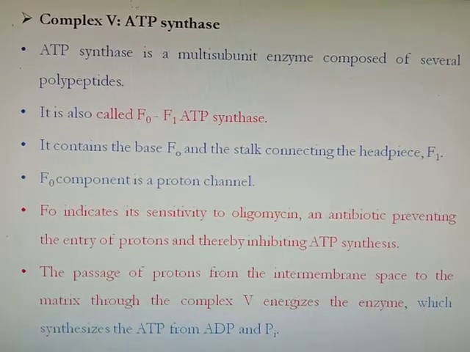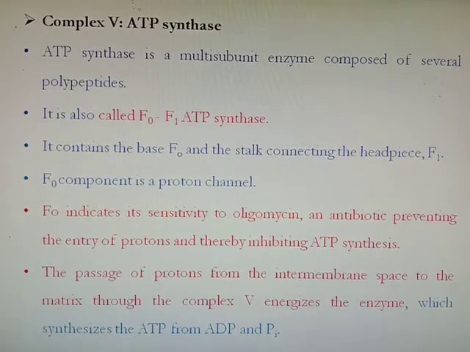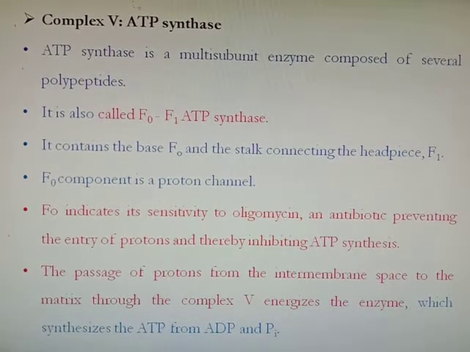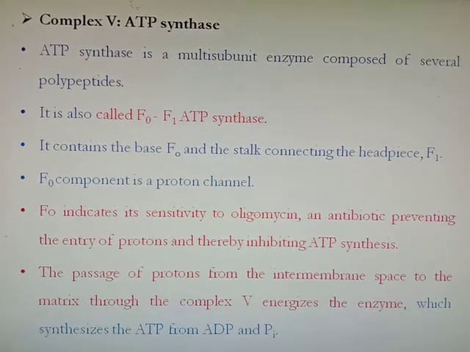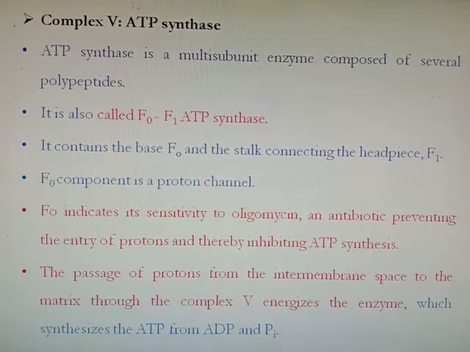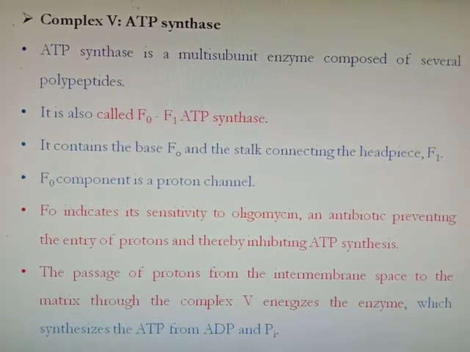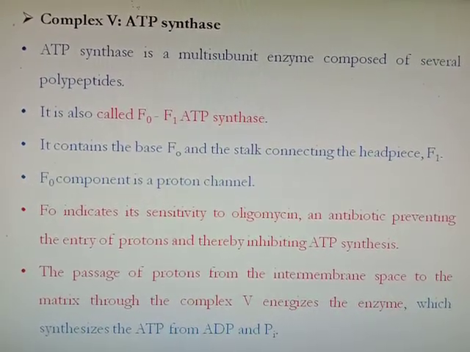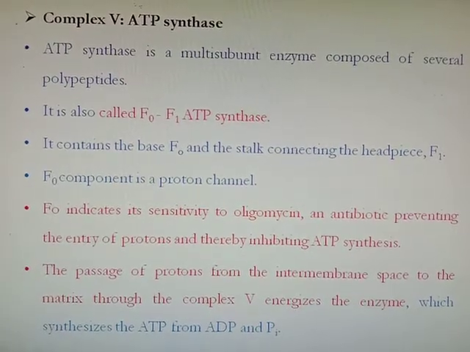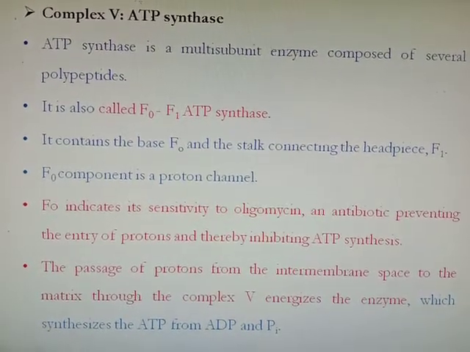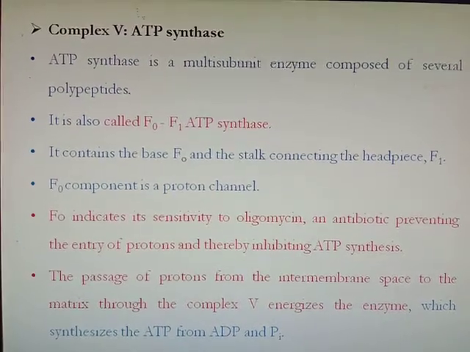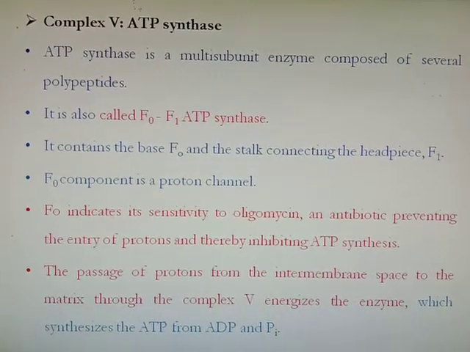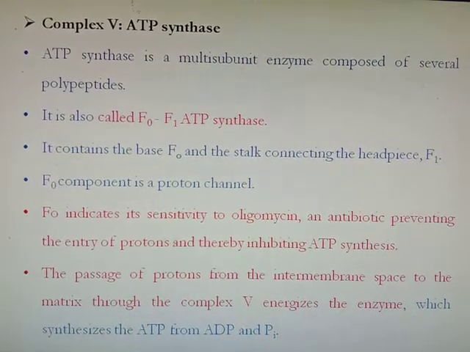FO, in that O indicates the sensitivity to oligomycin, an antibiotic which prevents the entry of protons and thereby inhibits ATP synthesis. The passage of protons from the intermembrane space to the matrix through complex 5 energizes the enzyme which synthesizes ATP from ADP and Pi, or inorganic phosphate. So whatever protons move into the intermembrane space in complex 1, complex 3 and complex 4, they come inside the matrix through this F1 FO complex.